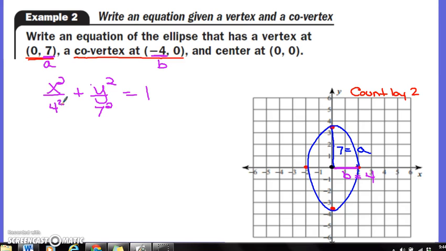Now remember, it changes based on which is the major axis and minor axis. I like to think of it along the y-axis, 7 goes under the y. Along the x-axis, 4 goes under the x. So the equation is x squared over 16 plus y squared over 49 equals 1. And that is going to be the equation of this problem.